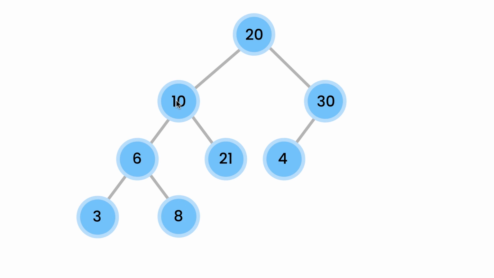So here we have 3 different paths. We can start from 3, get to 10. We can start from 8, or we can start from 21. What is the longest path? We can either go from 3 or 8. So 1, 2. That is the height of 10.